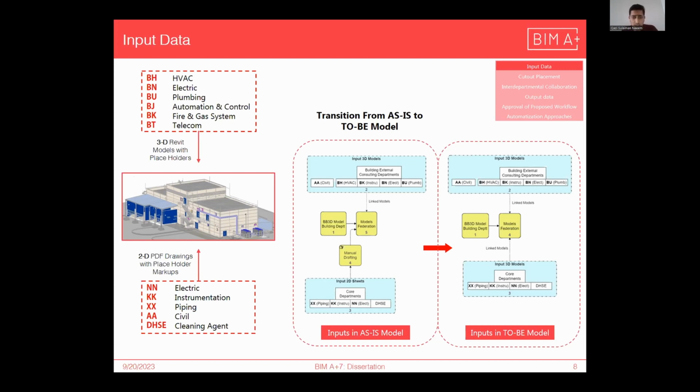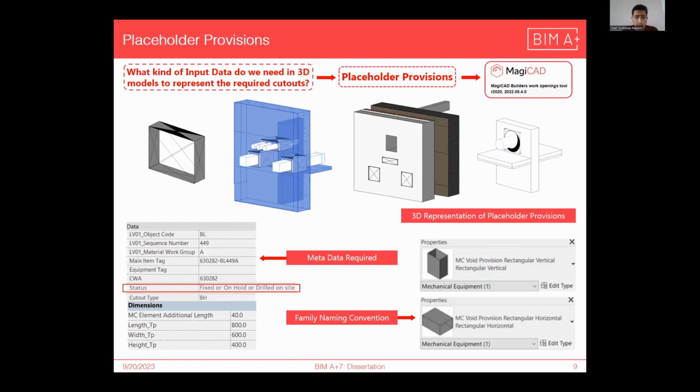We can see on the right side that there is a difference in the workflow. The difference between the as-is and to-be workflow is that we removed the input 2D sheets. The 2D sheets with markups are replaced with 3D IFC models with proper input data to federate the model and then have one proper model with all the inputs in 3D. So how do we get these inputs? What type of input do we need in 3D from these departments?